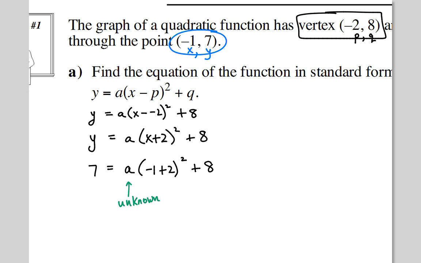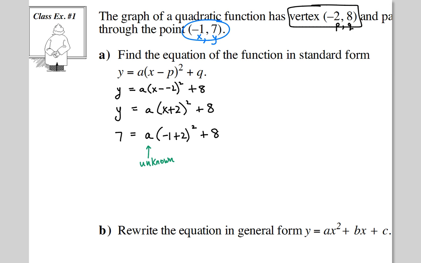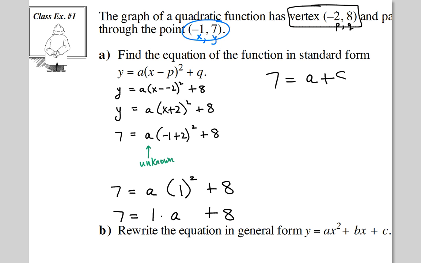All right. Okay, how do we solve this? And is there any simplifying we can do? Don't lie to me. What's in that bracket? -1 plus 2 is? What's 1 squared? What's 1a? Just a. What's a? Very nice.